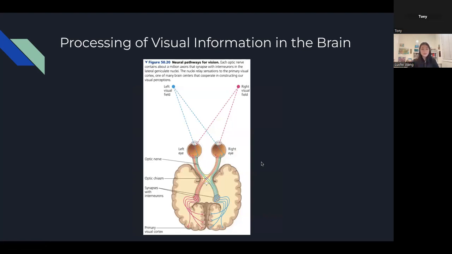Okay, and the optic nerves will converge in the middle, and they will meet at the optic chiasm in the brain and cross to the opposite hemisphere. And they will eventually reach the primary visual cortex in the back of the occipital lobe.